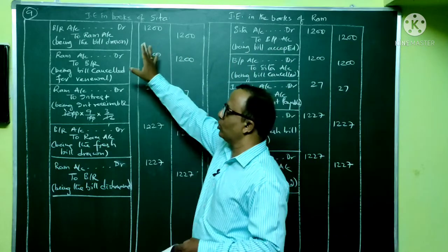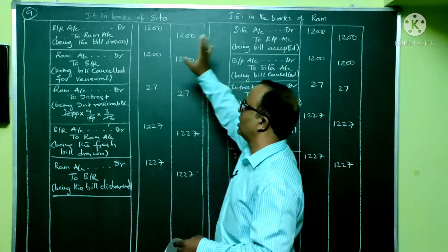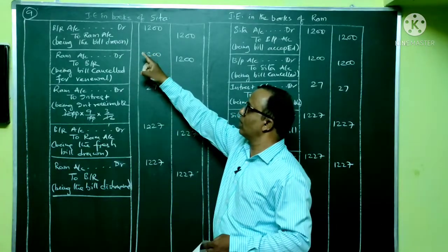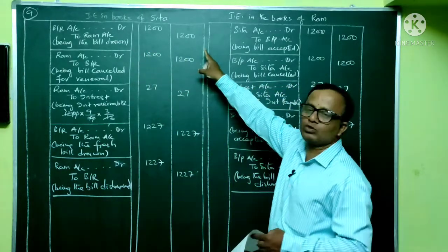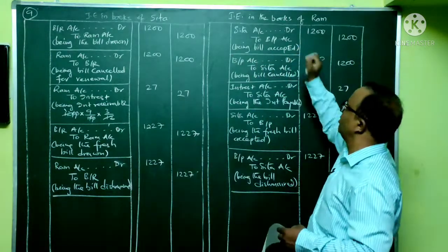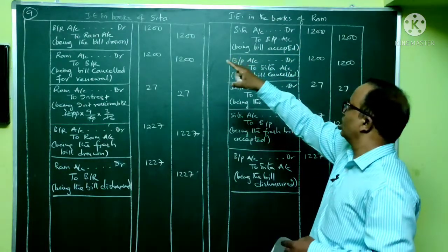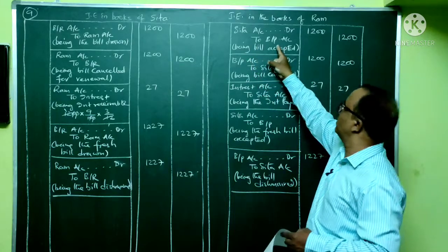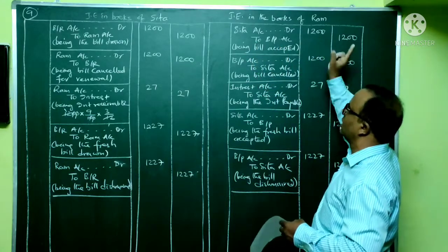In Sita's book, if you observe, Sita has drawn one bill on Ram. So the entry will be Bills Receivable Account Dr. to Ram, being the bill drawn. Bill amount is 1200. Whereas in the books of Ram, the entry will be Drawer Account Dr. to Bills Payable. Drawer is nothing but Sita. Sita Account Dr. to Bills Payable. The bill is accepted for 1200.